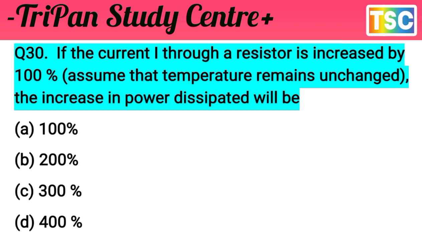The current through the resistance is increased by 100%. The increase in power dissipated is 300%. That's important here for this question, and important for the exam also.